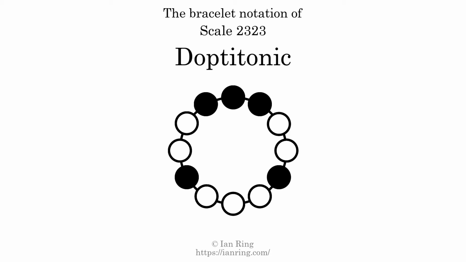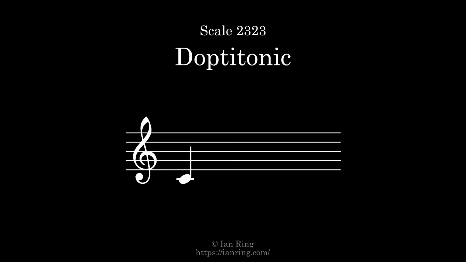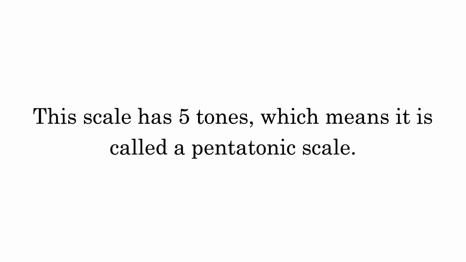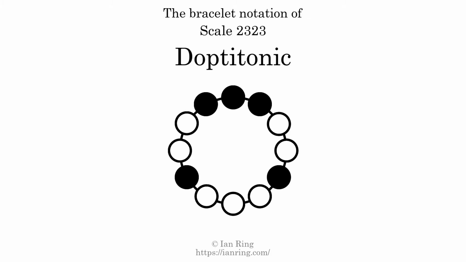2323, Doptitonic, which sounds like this. This scale has 5 tones, which means it is called a pentatonic scale. This is a bracelet notation diagram of scale 2323. The shaded circles represent tones that appear in the scale, and they are read clockwise, starting at the top.